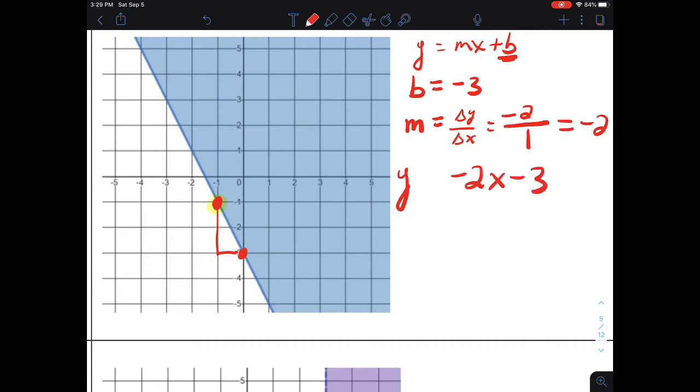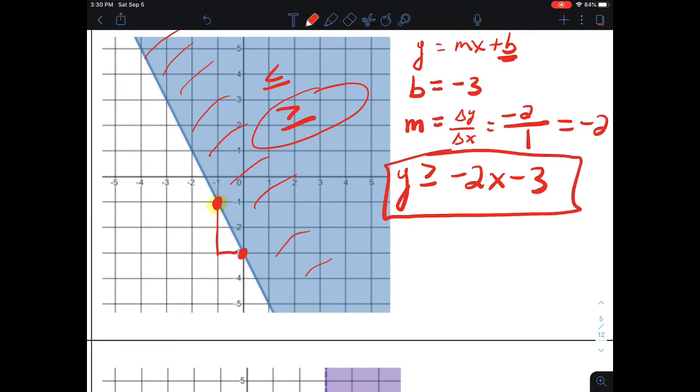Now to pick the sign, since we have a solid line here, that means our choices are either less than or equal to or greater than or equal to just because the line is solid. To pick which one of those it is, since we are shading on top of the line, we have to pick the y is greater than or equal to sign for this graph here.